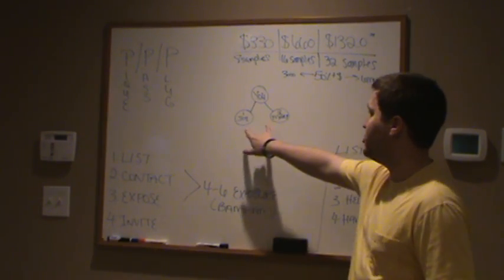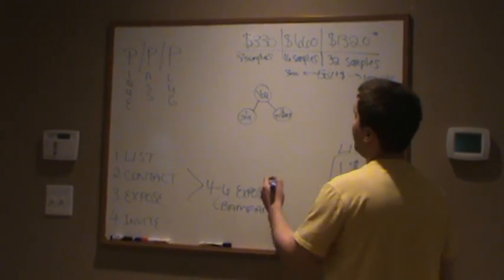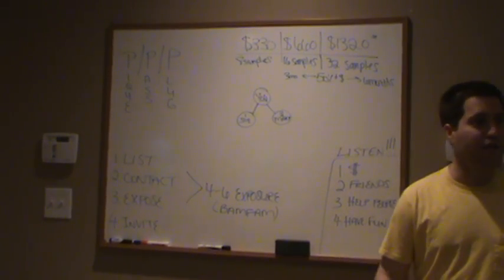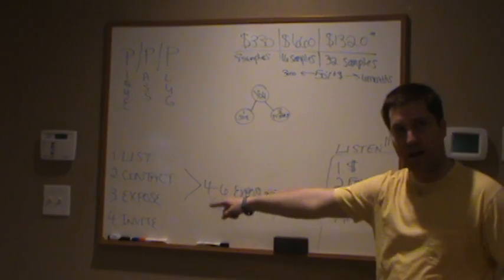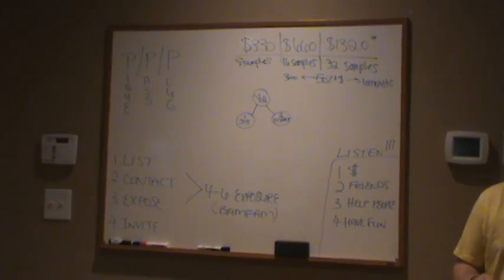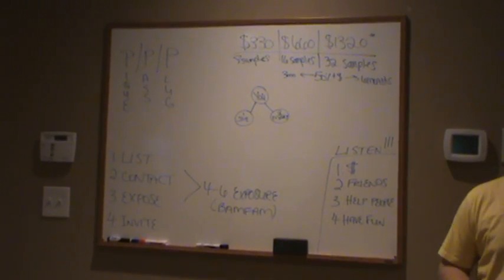And so Joe and Mary, you enroll Joe and Mary. Now, because 9 times out of 10, in the way that we're going to teach you to build a business, we're going to teach you to make a list, contact, expose, invite, and we're going to say, reach out to your top people first, right?